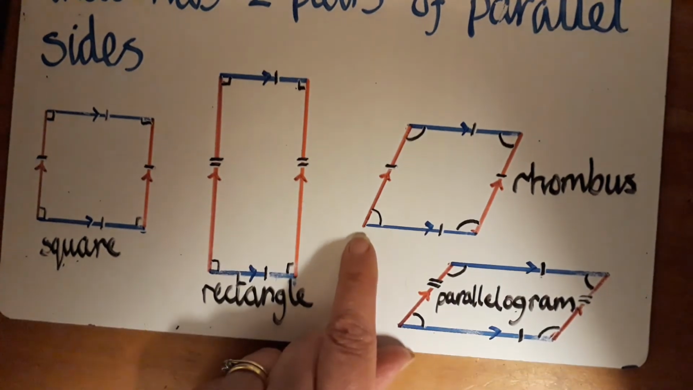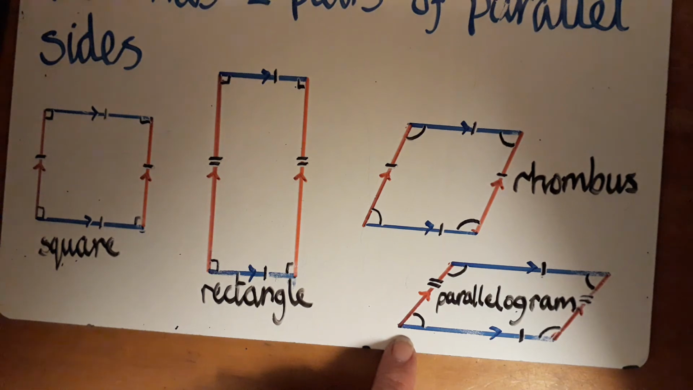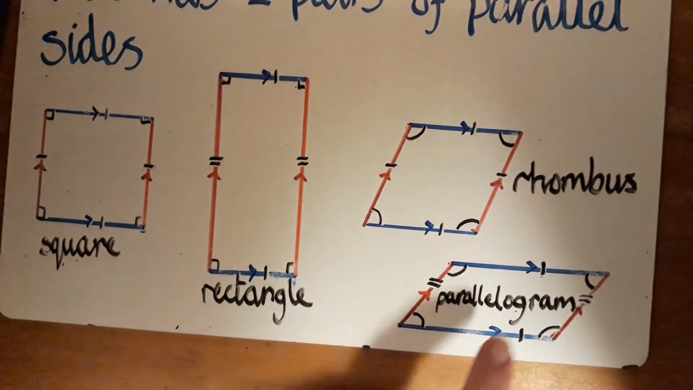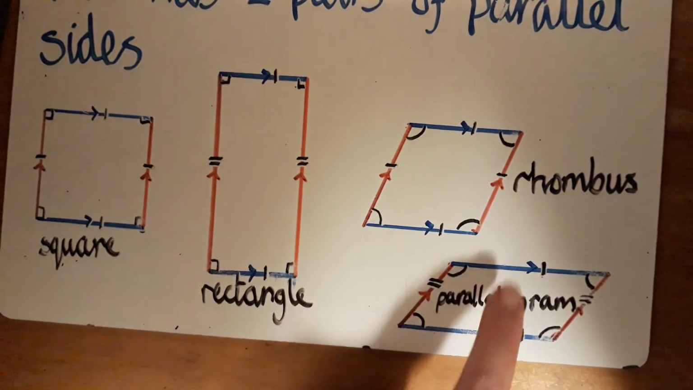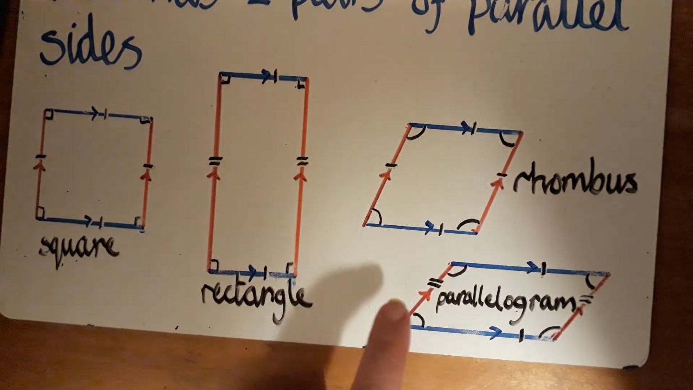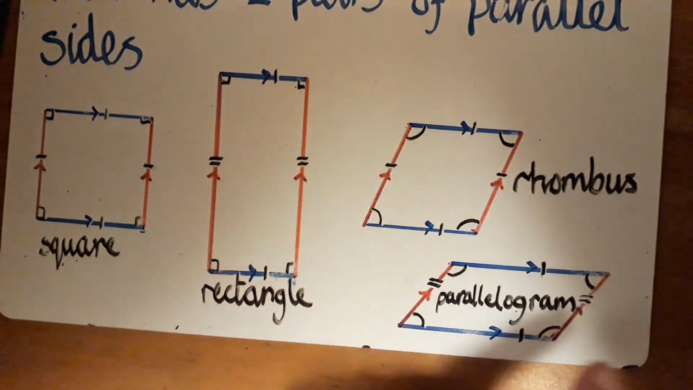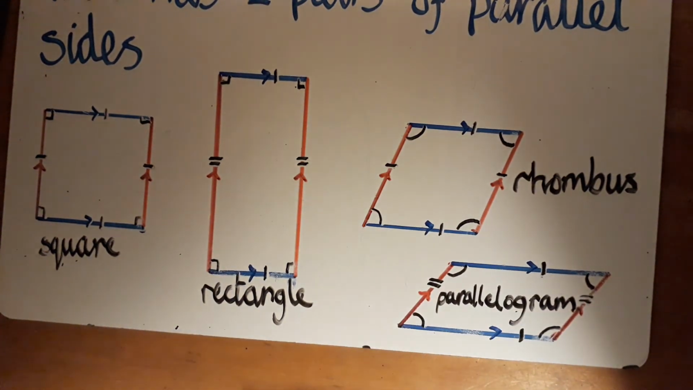And if it looks a bit like a rectangle that's been given a push to one side, then it just is a parallelogram. It's got two pairs, 1, 2, there's the two parallel lines on here, and 1, 2 parallel lines there, and that just is an example of a parallelogram. All right.